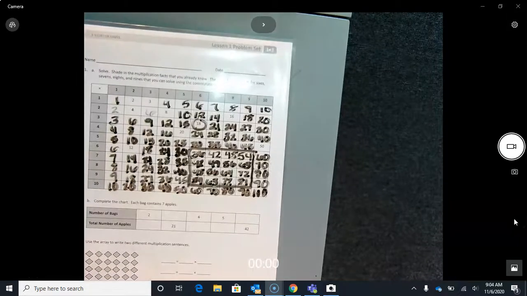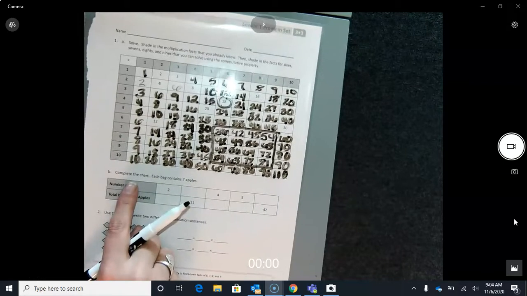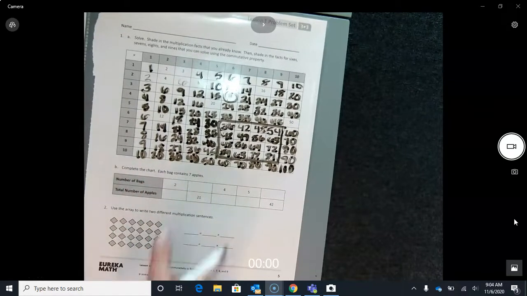Excellent job. Okay, so now it's time for us to work on our problem set, and the problem set time is a time for you to practice everything you've learned in today's lesson. I'm going to do a couple of them with you, and then I'm going to let you do some of it on your own so you can get that practice in. Let's start with B on our problem set. I'm going to do the first two with you, and then I'm going to let you do the next ones.